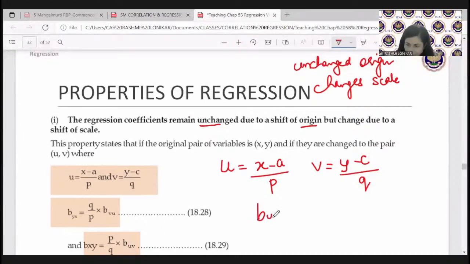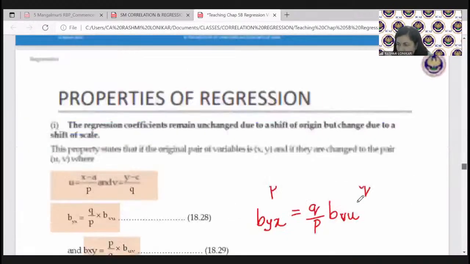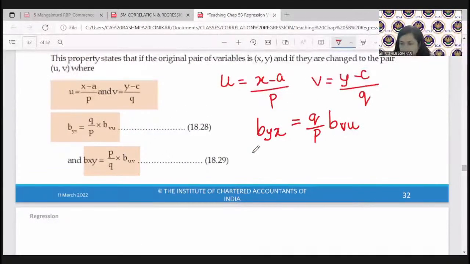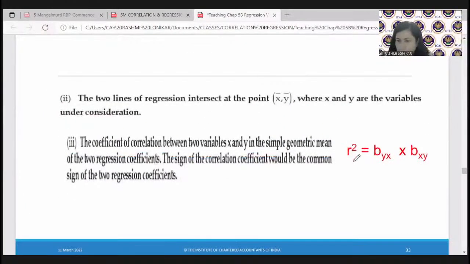Then we say that byx, the regression coefficient of y on x, is given by q upon p into bvu. This is byx, this is bvu. Similarly, bxy will be equal to p upon q buv. So this is a property: change of origin will not affect, but change of scale will affect. When I do a sum, you will understand.